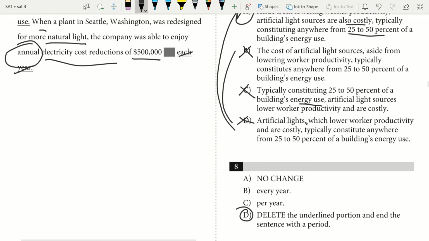And this goes back to one of my big tips, which is eliminate redundancy and repetition. We don't want to repeat things we've already said. We don't want to be redundant, right? We want to be efficient with our word choice. So we're going to go ahead and pick D there.